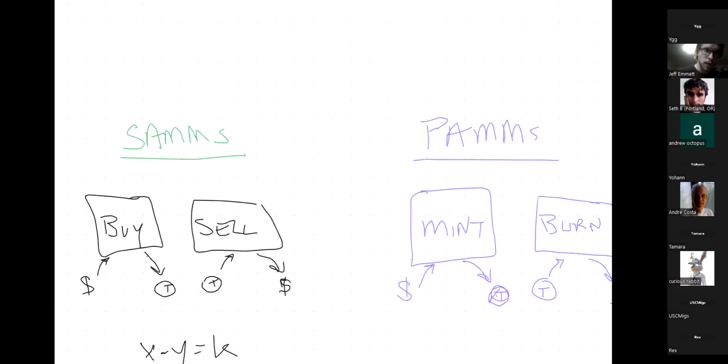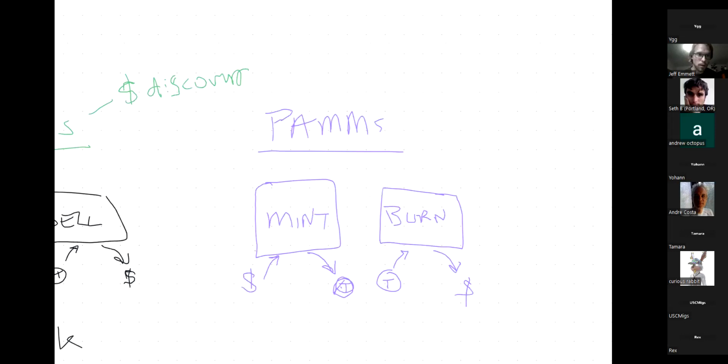SAMs are for price discovery. Oh man, this is almost unusable. Okay, price discovery, and PAMs are for supply discovery. You'll just have to imagine.